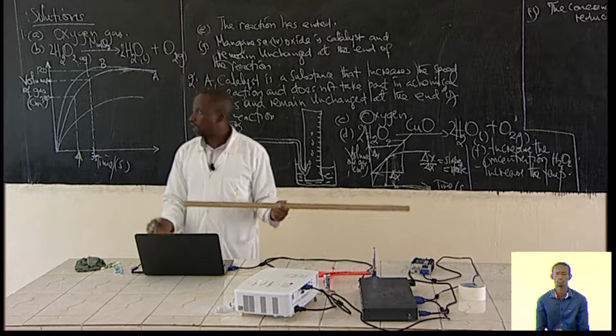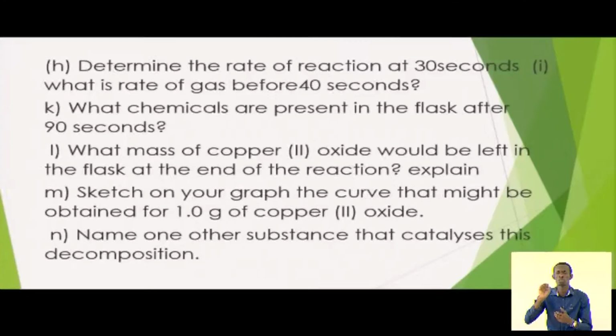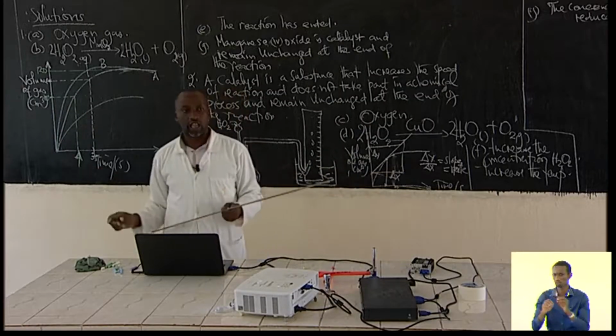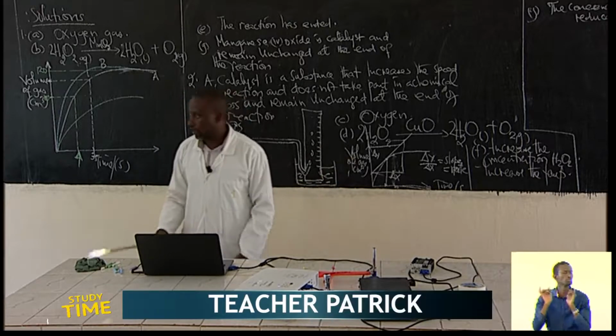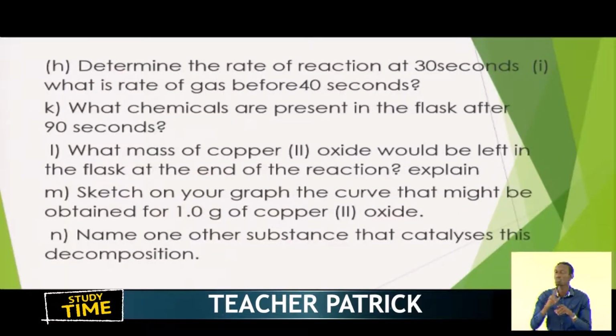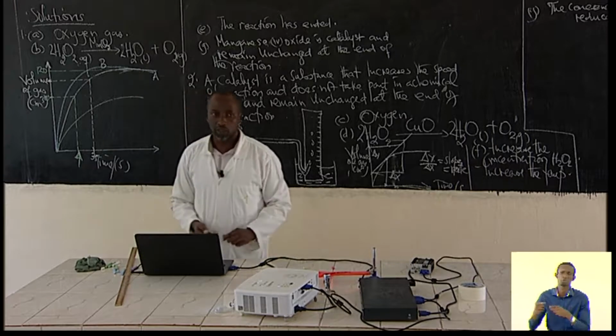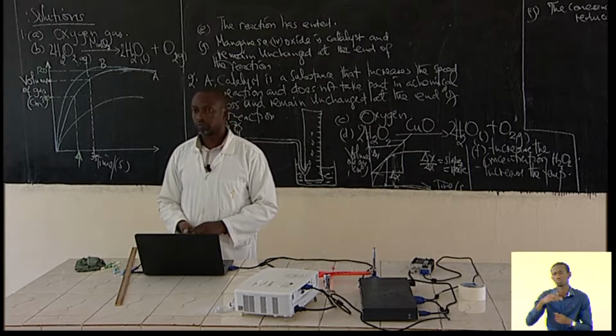What mass of the copper(II) oxide would be left? The same mass, 0.5 grams. Sketch the curve that might be obtained for the increased catalyst. There is no change, because increasing the amount of the catalyst does not change the speed of the reaction. So it remains the same. Name another substance that catalyzes this decomposition. We had mentioned manganese(IV) oxide. We can mention potassium permanganate. We can mention potassium iodide, and so on.